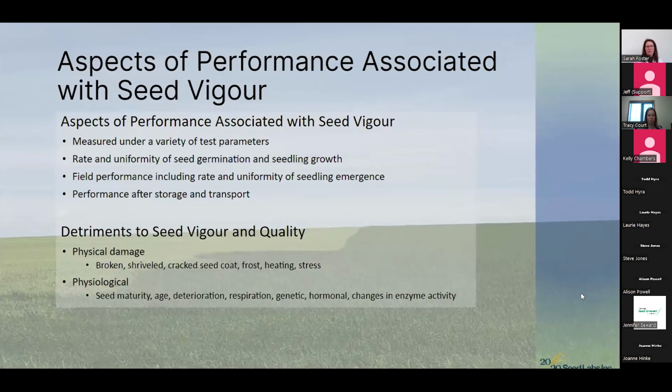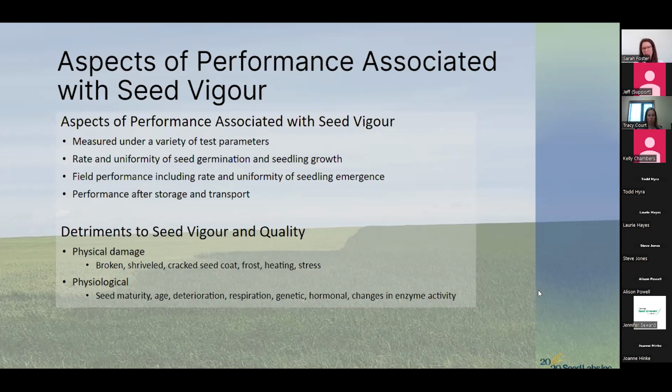So when we look at seed vigor testing, there's certain aspects that we're looking for. A customer asking for a vigor test wants to know how it's going to perform in the field, or what the storage life of this and the longevity of it is. And as I go into the presentation deeper, I'll get a little bit more detailed on this. But there are aspects that we look at, things like what kind of test parameters should we be looking at, dependent on how the customer wants to use this seed. Rate and uniformity of seed germination and seedling growth, field performance, including the rate and uniformity of seedling emergence, and performance after storage and transport.